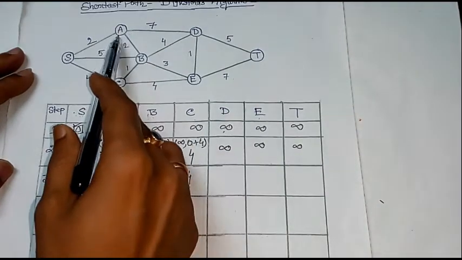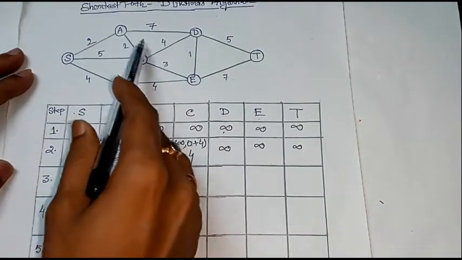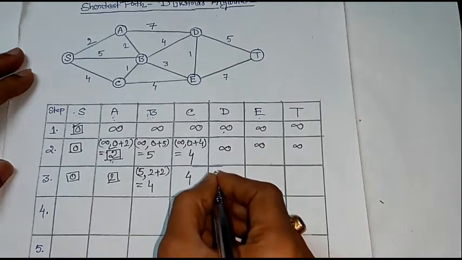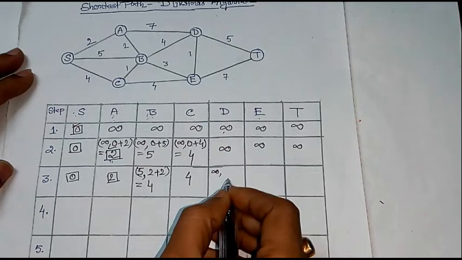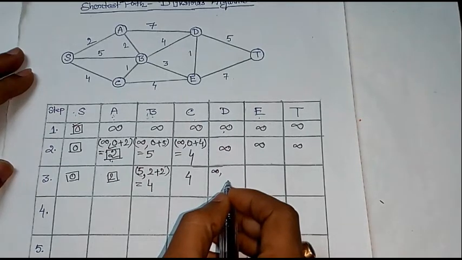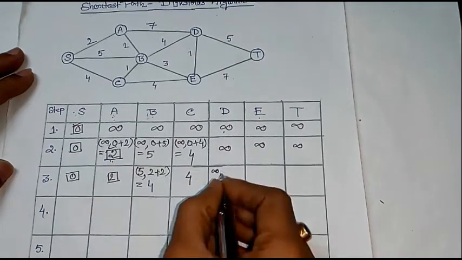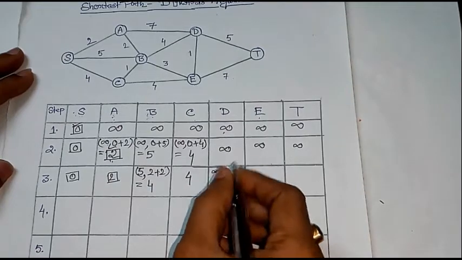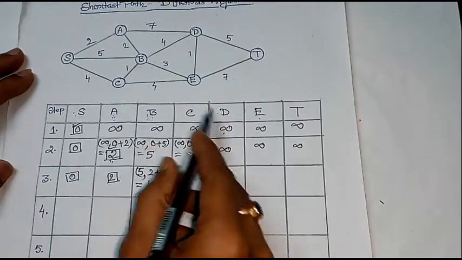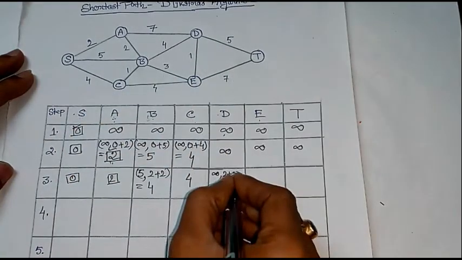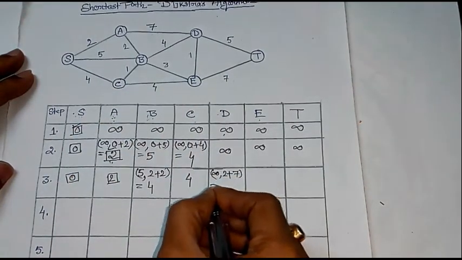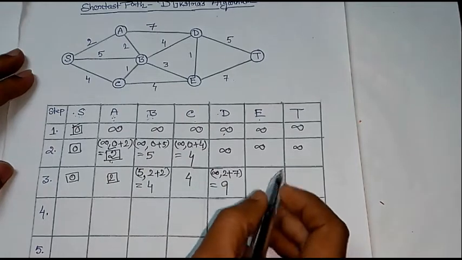Now D is adjacent to A, hence the rule is the previous value, that is infinity, comma, the permanent level of the previous step, that is 2, plus distance between A and D. And distance between A and D is 7, so we put 7 here, and minimum of these two is 9.